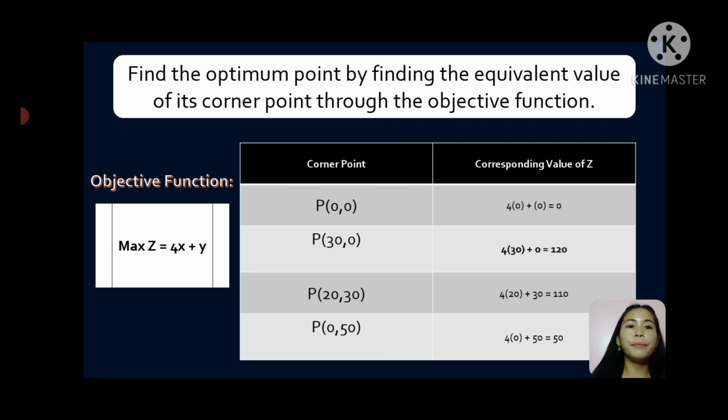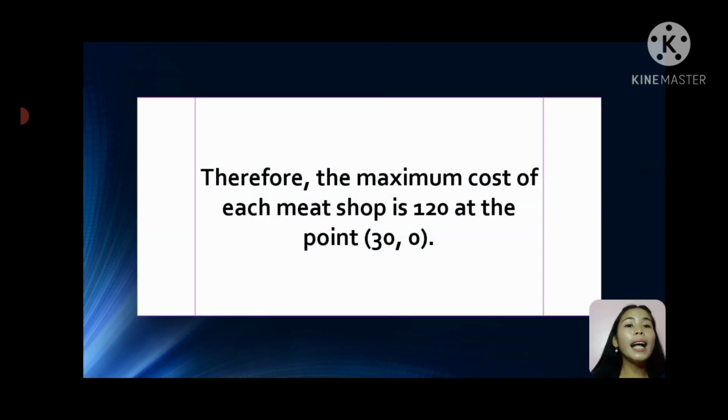So we have the optimum point, which has the maximum value, which is the point 30, 0, which is equivalent to 120, the maximum value. So therefore, the maximum cost of each meat shop is 120 at the point 30, 0.